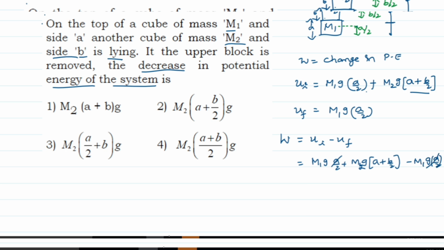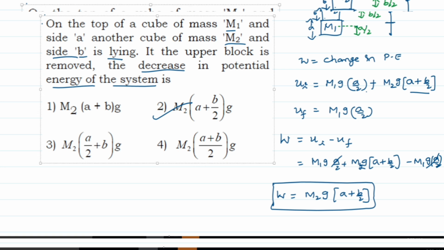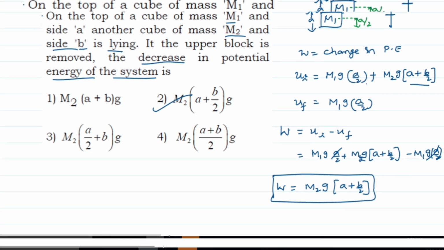Here work done is nothing but m2 into g into, here we will be getting A plus B by 2. So this is the correct answer: m2 into g into A plus B by 2. This is the correct answer. Now let us see the next question.